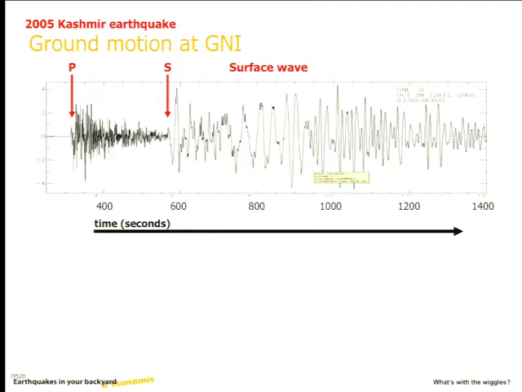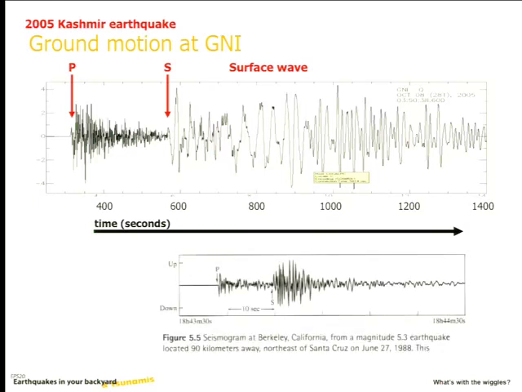So it turns out that the difference between the P wave and the S wave varies as a function of distance from the earthquake. So just to illustrate that, here's another seismogram. This is for a different earthquake. But this is another seismogram.